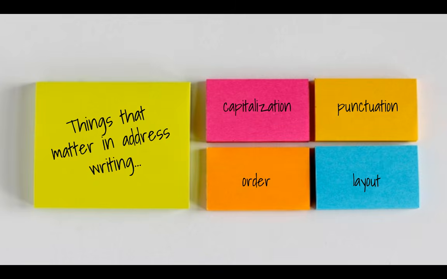So there are several things that are important when you write your address. These are non-negotiables, especially if you don't want to seem ignorant about address writing. So those things are capitalization, proper punctuation marks, the arrangement or order of what you write, and the general layout, and those are all critical elements of address writing. We'll review each of these elements today.